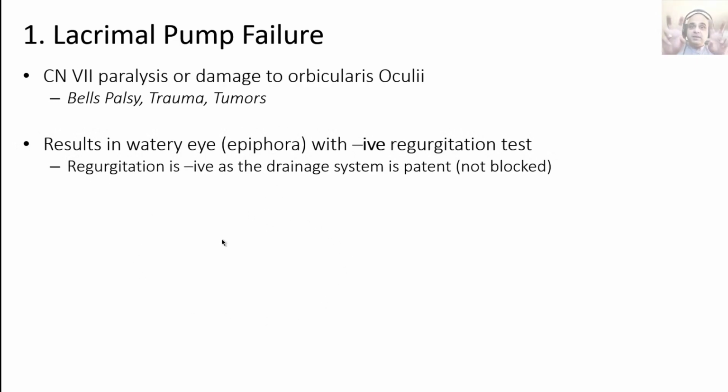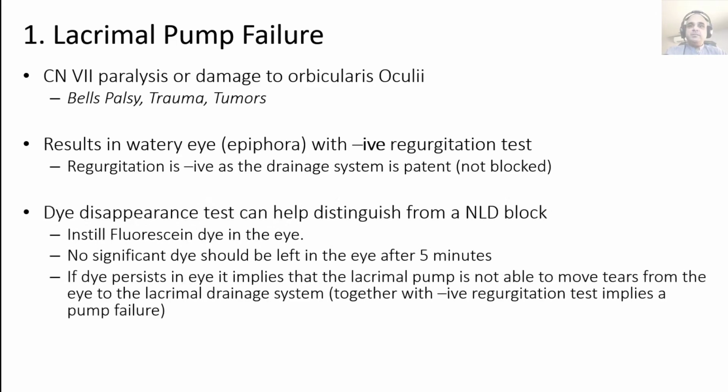So this is technically epiphora. But remember, epiphora and lacrimation can be used interchangeably. And the regurgitation test is negative because there is really nothing wrong with the drainage system. The problem lies with the system that is pumping the tears into the drainage system. The dye disappearance test, again, the one that we talked about before, is helpful here. And although a negative regurgitation test almost seals the diagnosis, together with symptoms of seventh nerve palsy or damage to the muscle, you can do a dye disappearance test.